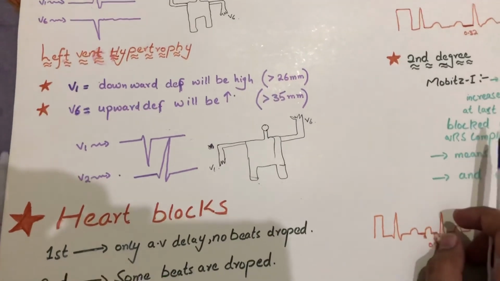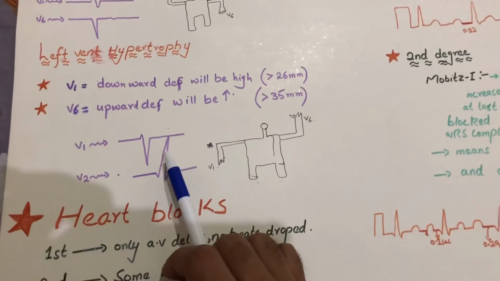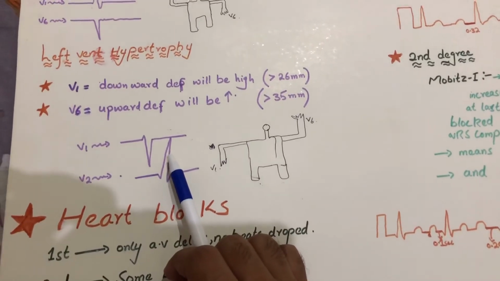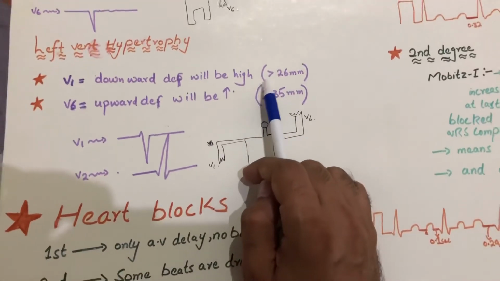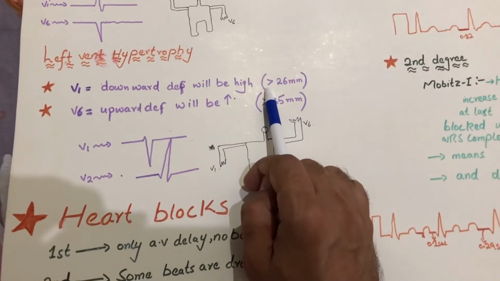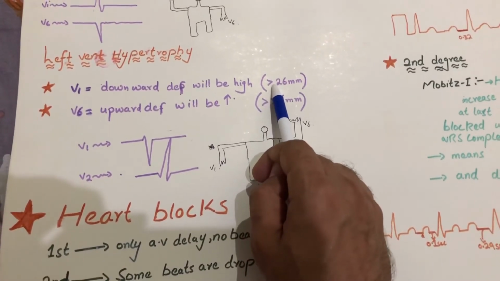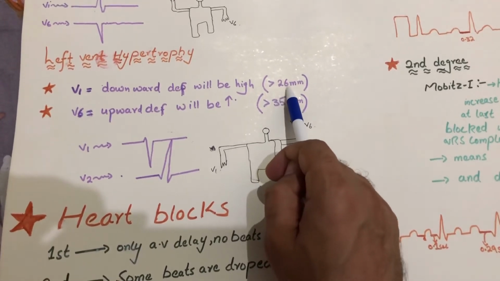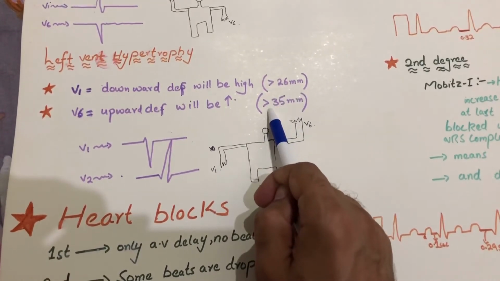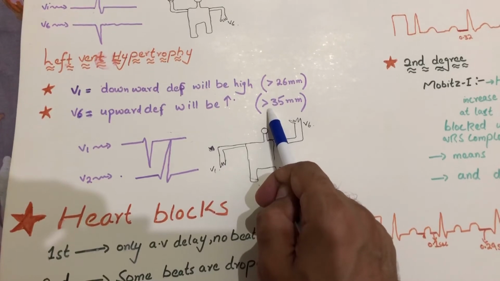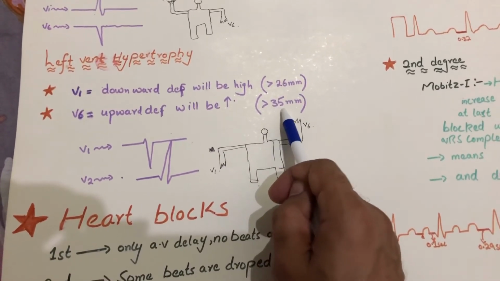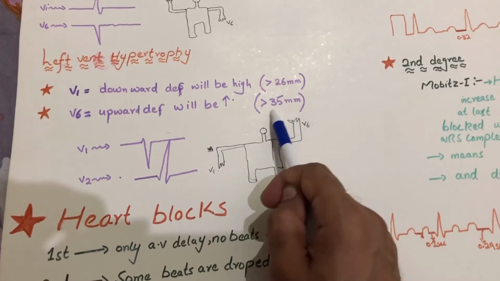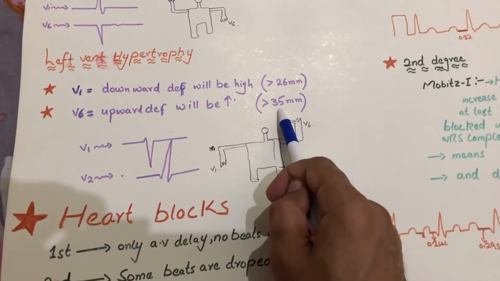But when we talk about the normal waveform in a person who does not have left ventricular hypertrophy, his or her V1 should be less than 26 mm, and his or her V6 deflection, which is upward, should be less than 35 mm, or 35 small boxes.